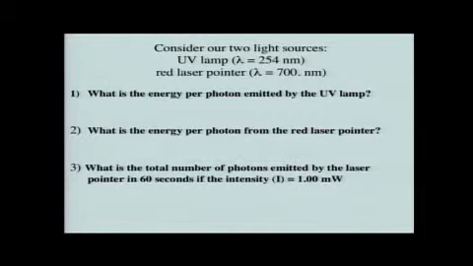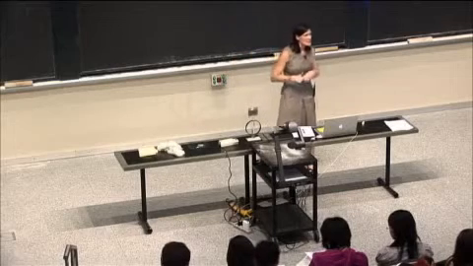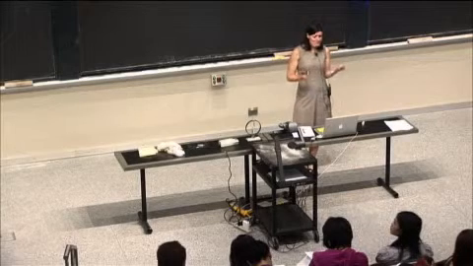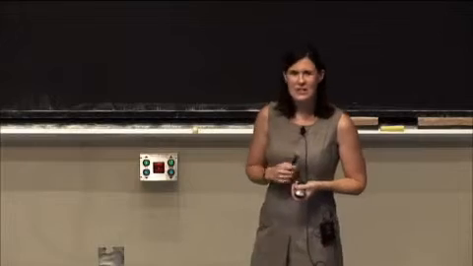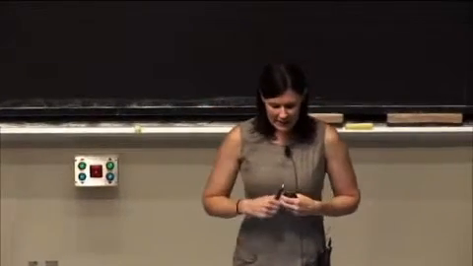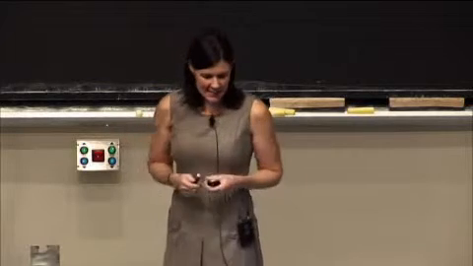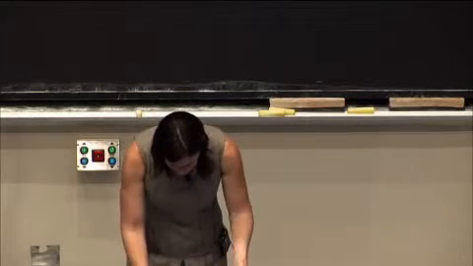So there are a few questions that we need to answer first. We want to see, do we expect to eject electrons off of this metal surface, or do we expect that we don't have enough energy? So we're going to need to figure out the energy per photon emitted by that UV light. Also, what's the energy per photon of this red laser pointer? And then it's also worth trying a calculation dealing with intensity. So let's also try calculating the number of photons that would be emitted by this laser pointer if, for example, we were to use it for 60 seconds and this were a 1 milliwatt laser. So let's do some of these calculations.